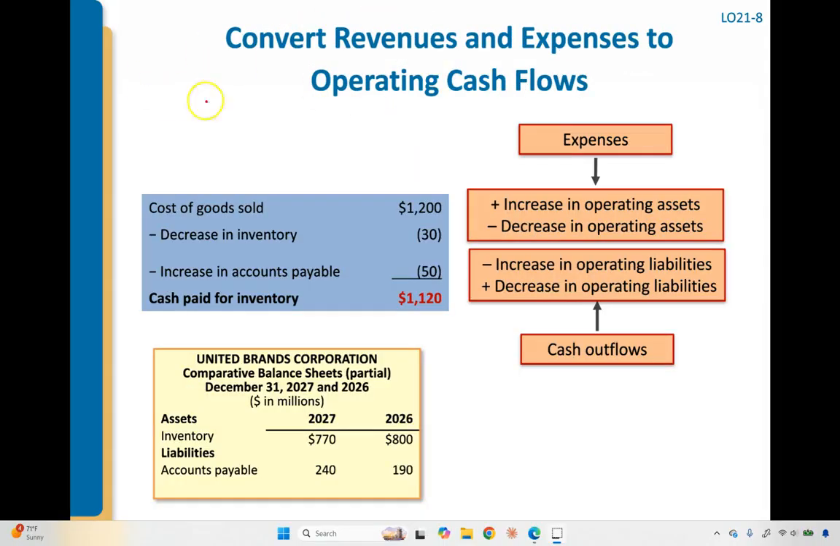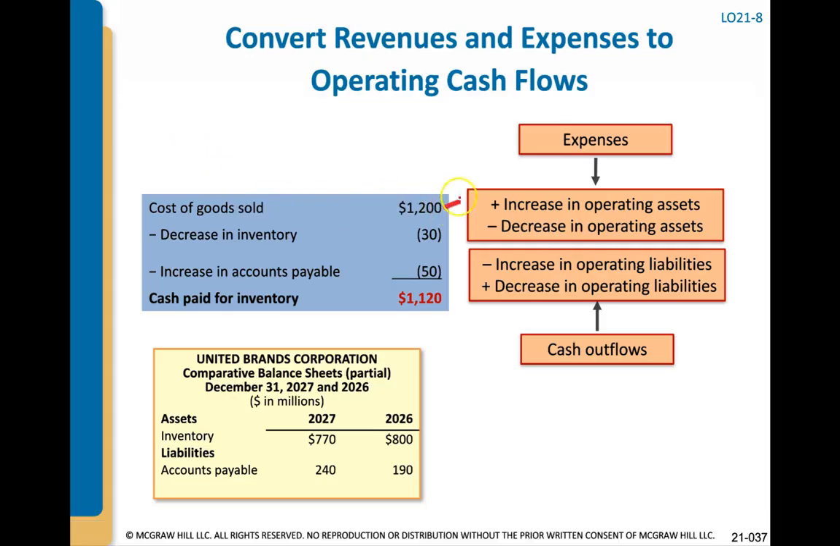Alternatively, you can also use this type of method where we take our cost of goods sold per our income statement, right? Because it's an expense, and we look at our related balance sheet account and we see that our inventory went down. So here, when we have a decrease in operating assets, then we reduce that expense by that amount. So here's my minus $30. And then my accounts payable increased by $50. So when I have an increase in my operating liability, I'm going to decrease my cost of goods sold amount. So here's my decrease of 50, and I can get to my cash paid for inventory of $1,120.